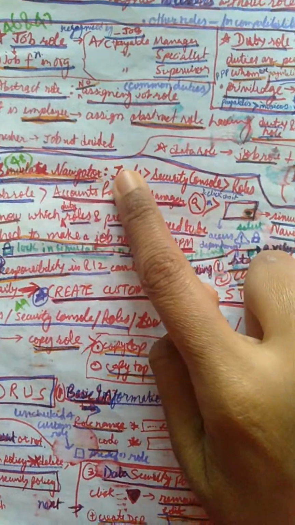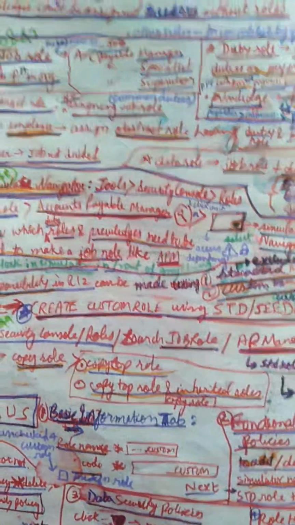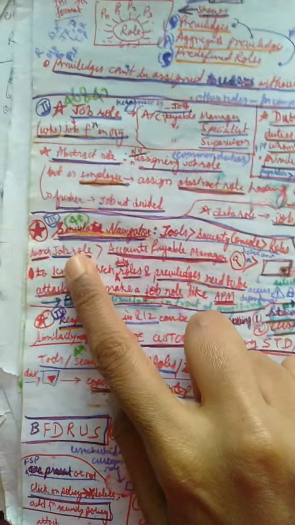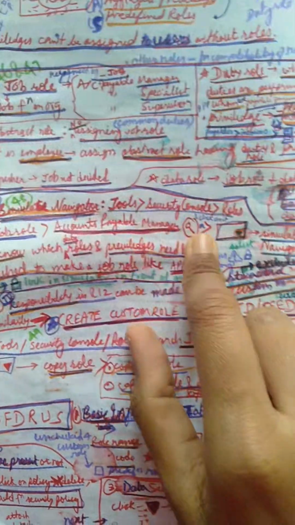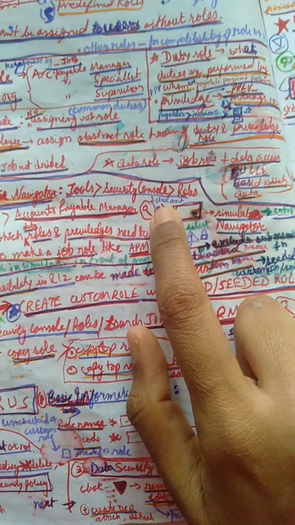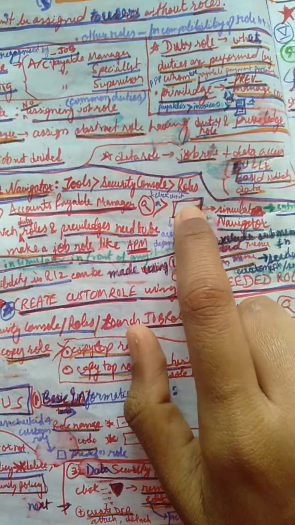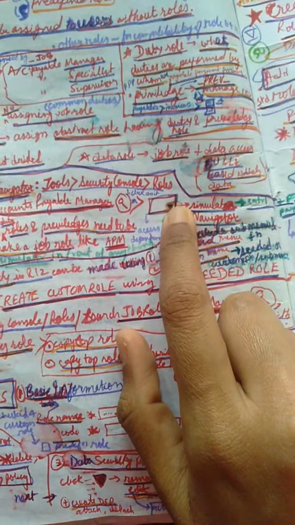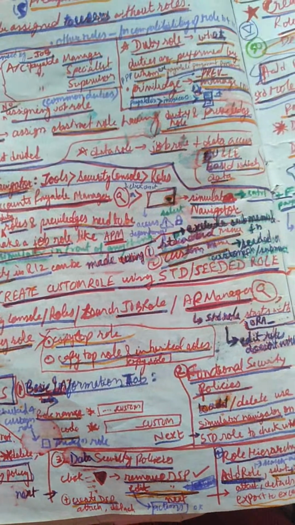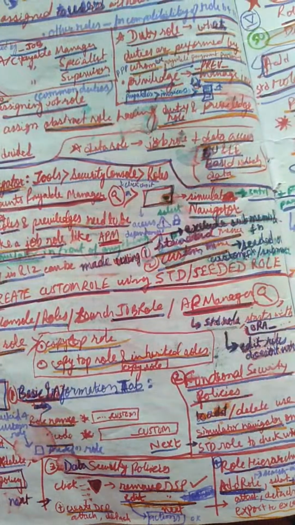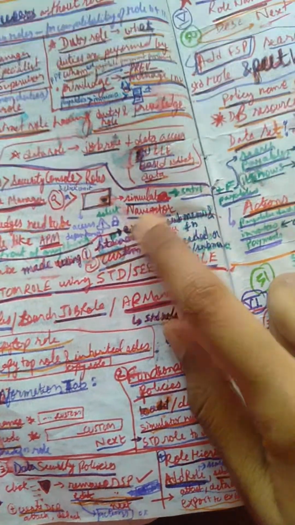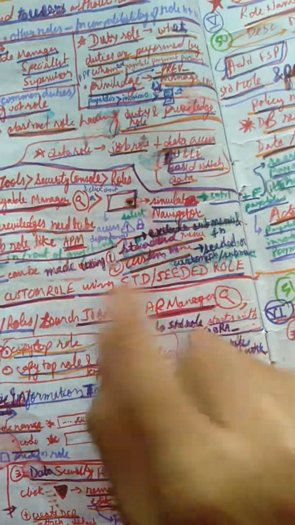So first of all, to go to simulator navigator, we'll go to tools, security console, roles. We'll search for a job role, let's say account payable manager here. Once we click on it, a section opens which has the name, code, description of that role, and also a downward arrow button. Here we have four options: edit role, copy role, compare role, and simulator navigator. We click on simulator navigator and a new window opens.